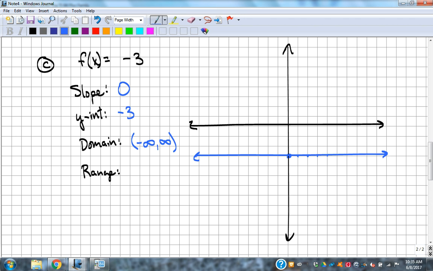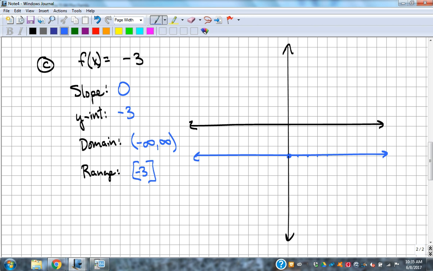Okay, the range is just that number. As you think about the range of your y values, what's the y value all the way across this line? It's -3 in every spot. So the range is the y values. Well, the y value is the same all the way across that line. It's -3 the whole time. But the domain is still from -infinity all the way to +infinity. That hasn't changed on this one.